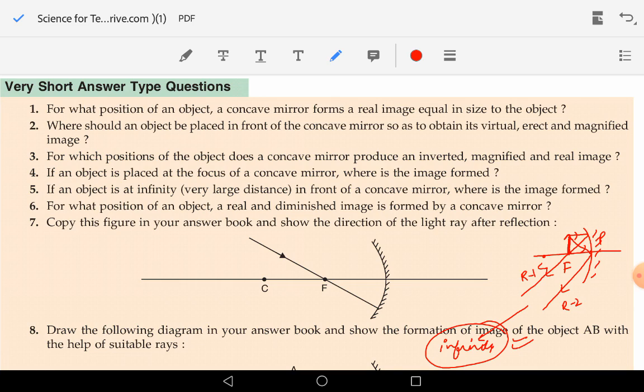So the answer to question number 4, if the object is placed at focus, is that the image will be formed at infinity, because only at infinity will the two reflected rays intersect each other. Now question number 5: if the object is now placed at infinity. This is like a reverse case. Initially the object was kept at focus.